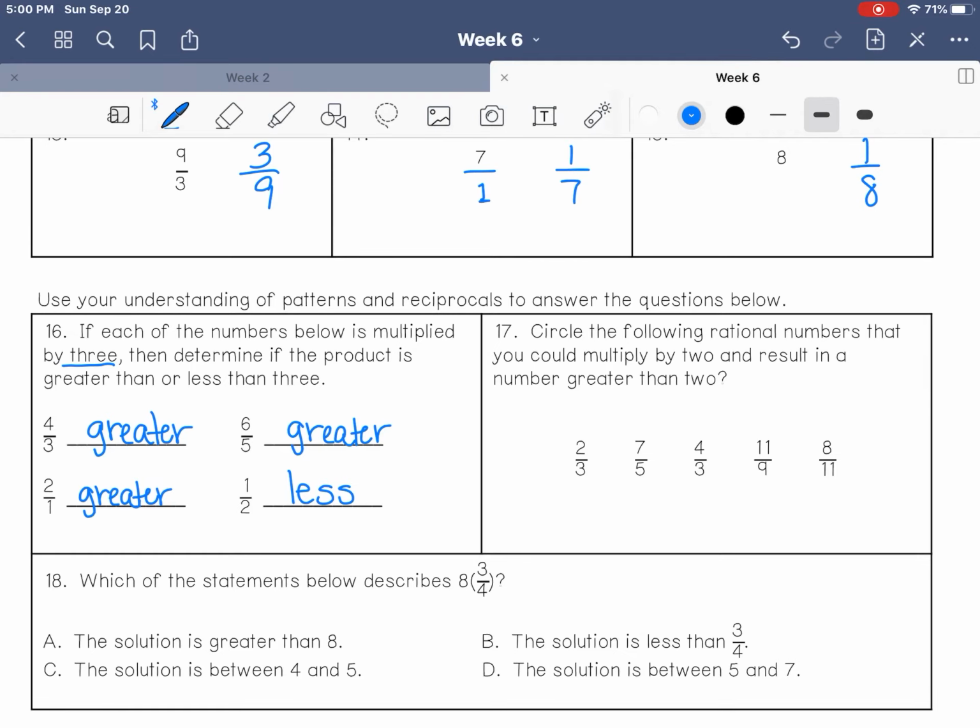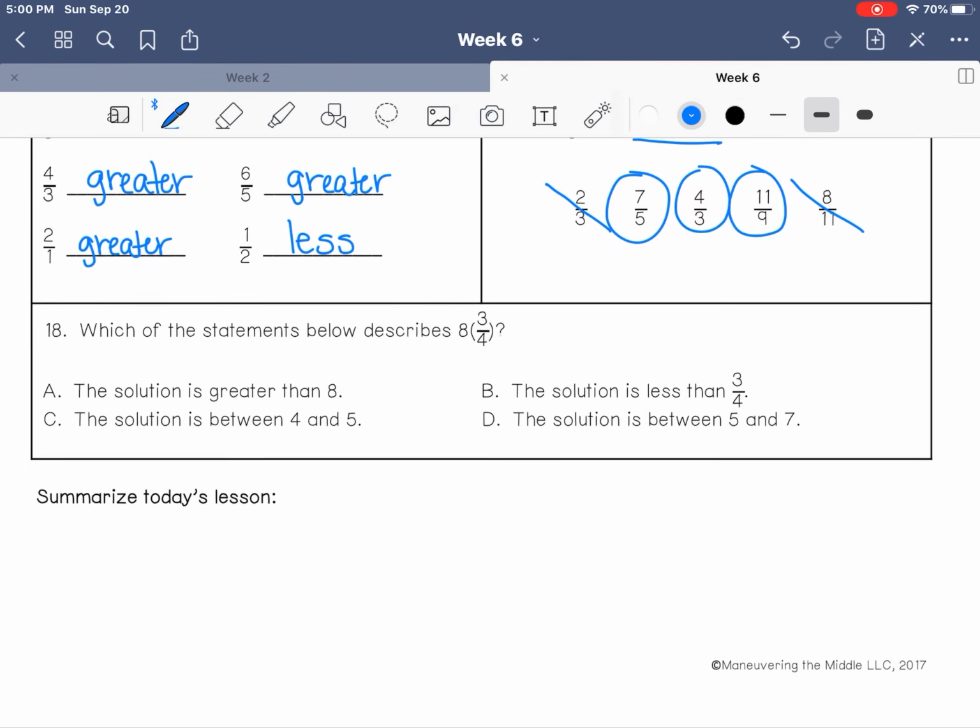That makes sense. Alright, number 17, circle the following rational numbers that you could multiply by 2 and result in a number greater than 2. Well, this is a proper fraction, this is a proper fraction, so that's going to cause a decrease. So I'm only going to circle the improper fractions. So you guys should be writing this down, because you can also fill in the digital notes that I put into Schoology.